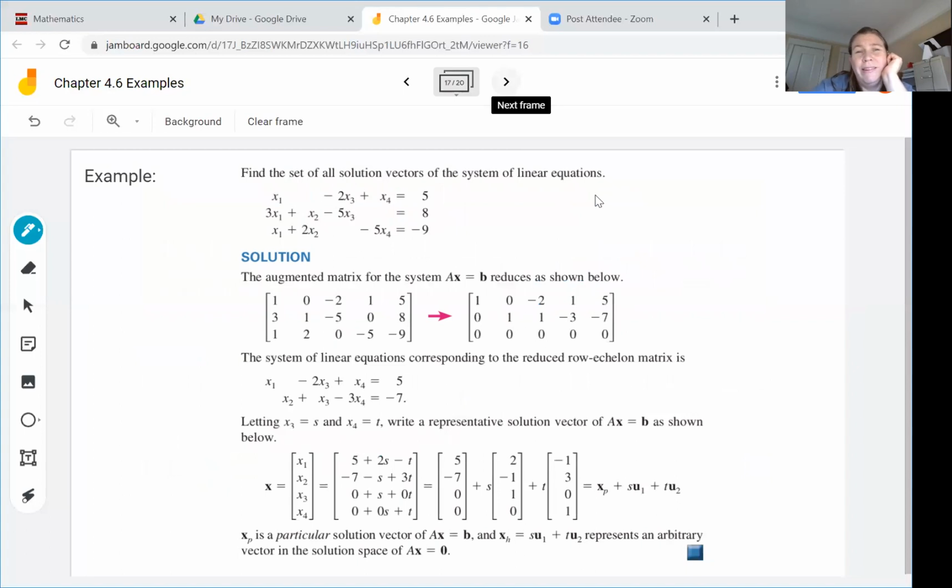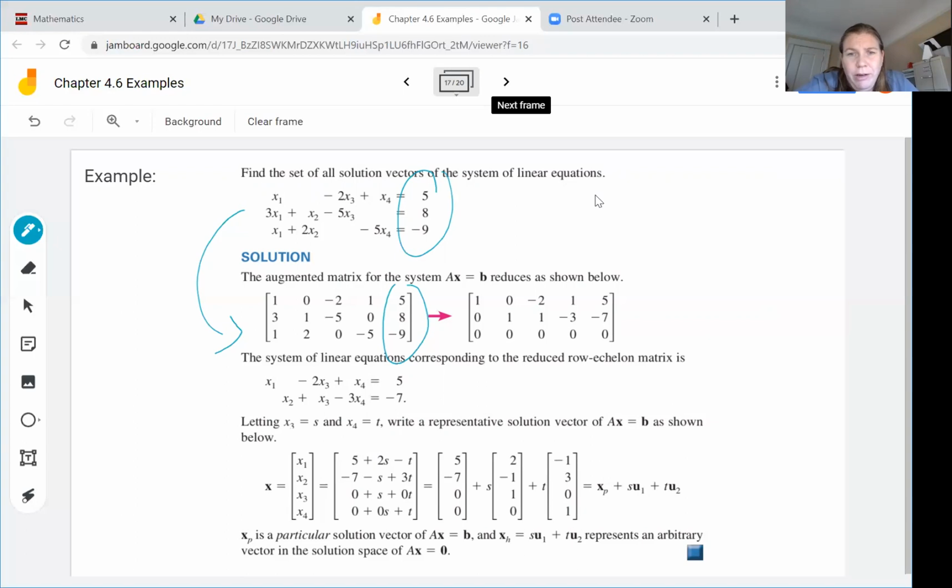So let's take a look at an example of how this works. We are going to find the set of all solution vectors for this system of linear equations given to us here. The first thing to do is form an augmented matrix where we take the solutions and put them in the last column, and then the rest of the matrix corresponds with the coefficients for the x1 through x4 variables. And then we're going to reduce that matrix.